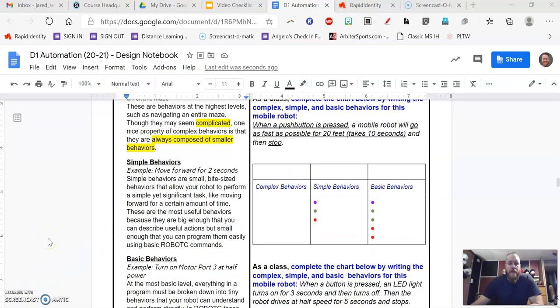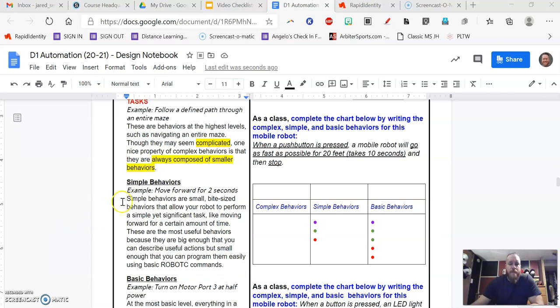Now that you have that done, let's go down to simple behaviors. An example of a simple behavior would be to move forward for 2 seconds. Simple behaviors are small, bite-sized behaviors that allow your robot to perform a simple yet significant task, like moving forward for a certain amount of time. These are the most useful behaviors because they're big enough that you can describe useful actions, but small enough that you can program them easily using basic Robot C commands. Robot C is a platform that if we were in the classroom we would be using to do computer programming. So it's just the program that we use to do our coding to get our robotics to work.